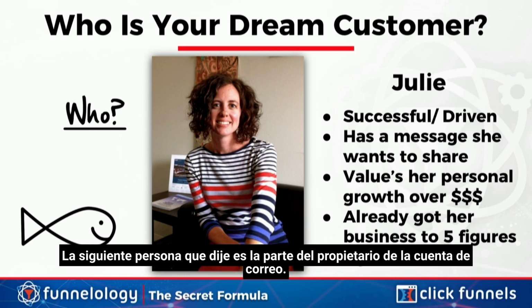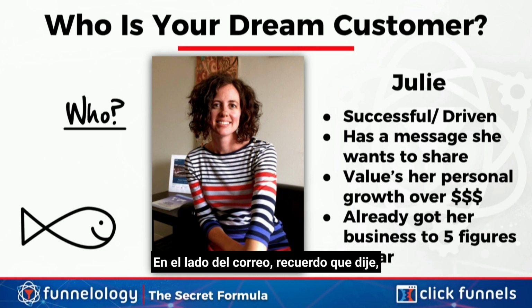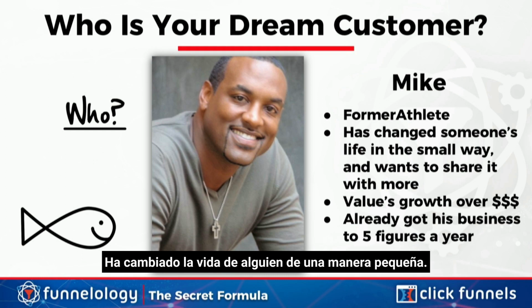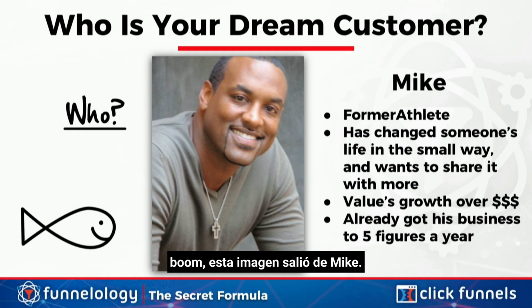The next person I asked was, well, who's my male counterpart? Who would I want to serve on the male side? I said, okay, I'm going to call this guy Mike. So I called him Mike, and I typed in a bunch of things into Google: former athlete, has changed someone's life in a small way and wants to share it with more. He values growth over money. He already has his business at 5 figures a year, but wants to grow it to 6 and 7 and beyond. I typed all that into Google Images, and boom, this picture of Mike popped out. And I was like, Mike looks awesome. I would totally go hang out with this guy. We'd have so much fun. We'd talk about marketing and business and sports. And I would love to hang out with Mike.